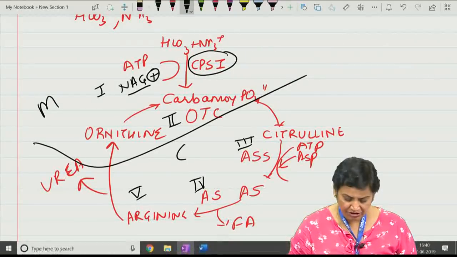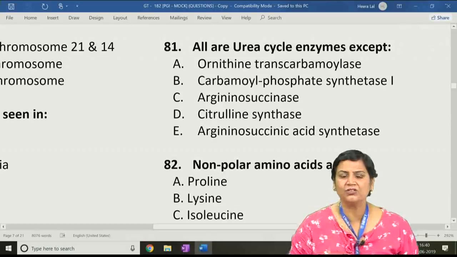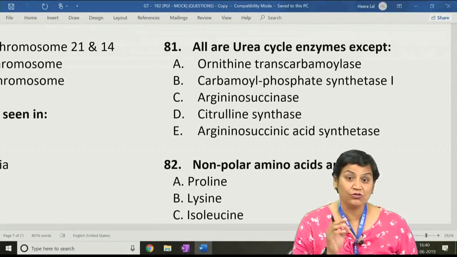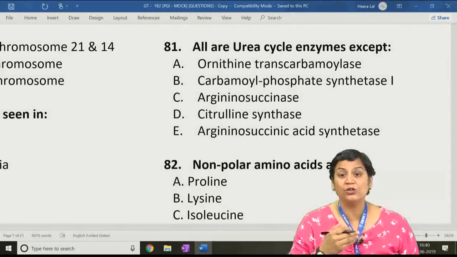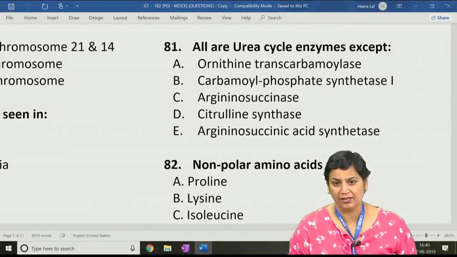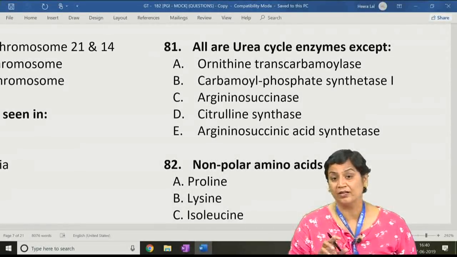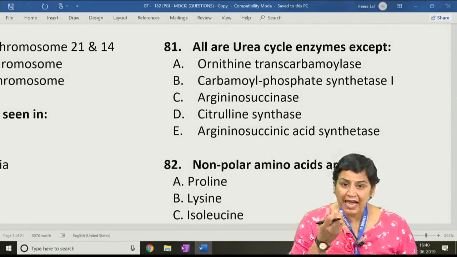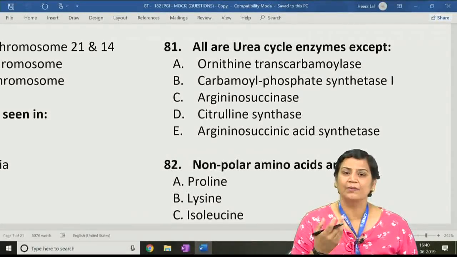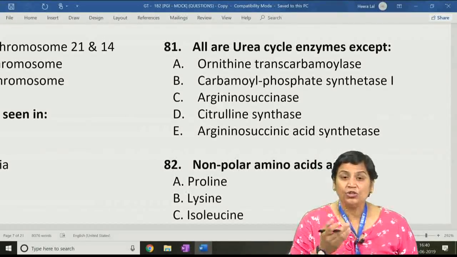Now let's look at the question. Question says all are urea cycle enzymes except... Ornithine transcarbamoylase: just now I told you, transfer of carbamoyl group from carbamoyl phosphate to ornithine to form citrulline. So this is correct. Carbamoyl-phosphate synthetase 1 is a rate limiting enzyme which combines carbon dioxide and ammonia to form carbamoyl phosphate. So it is an enzyme.